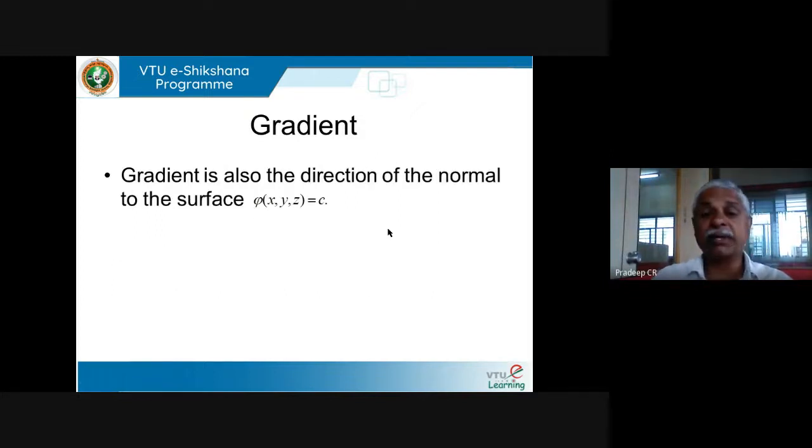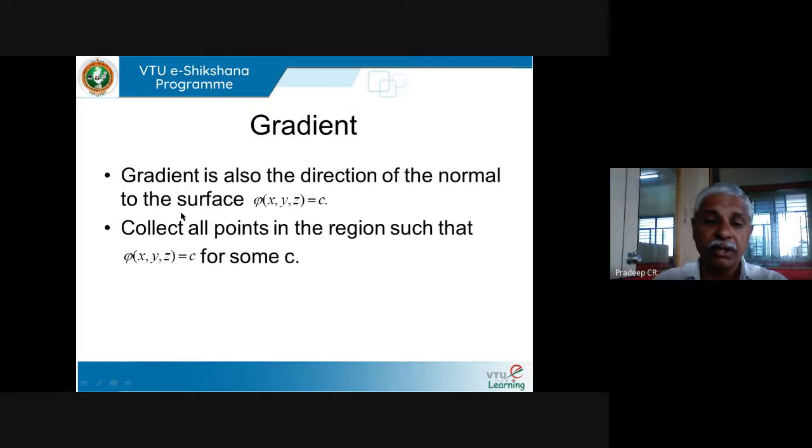There is another interpretation for gradient. This is also very beautiful, and this is relevant for your examination. Gradient is also the direction of the normal to the surface phi(x, y, z) equal to c. What does this mean?